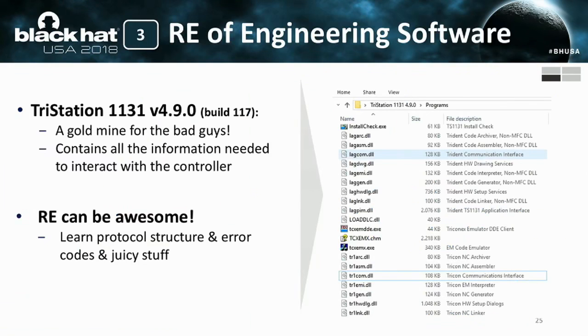So the third part that is very important is the reverse engineering. Okay, let's have some fun, guys. First of all, how many of you have already played with this engineering software? There are quite a few. That's good. We started to focus our attention on the main engineering software, TriStation 1131 version 4.9.0, and on the different DLLs and files that you can find inside of it.